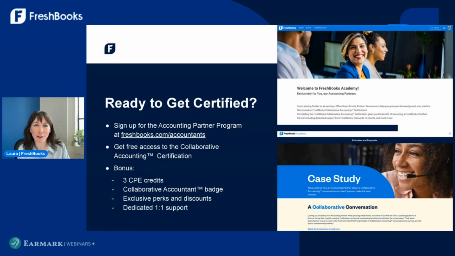But once you get certified, what happens? Well, for those of you looking for CPE credits, you'll get 3 of them when you finish the certification. The certification, again, is just over 3 hours. You'll also receive a digital badge. This can signal that you are a certified collaborative accountant. You can put it on your website, your social media. You can also put it in your email signature as well.